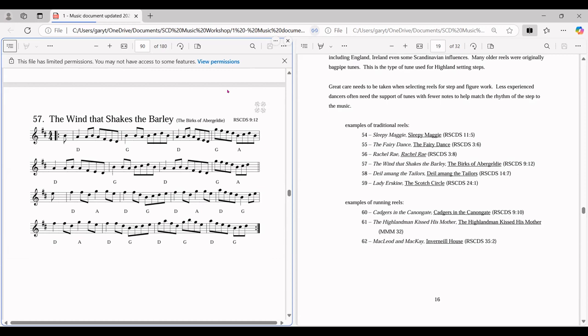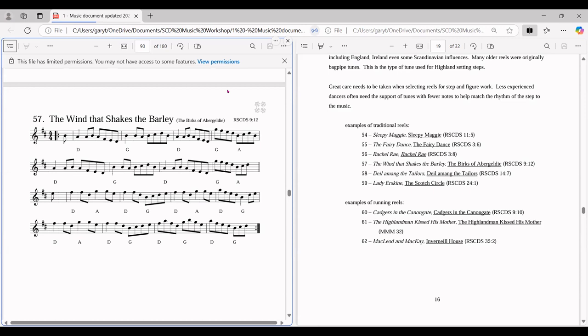Lisa doesn't want to stop either. Good. So there are just two examples, and you can see in the list, the Fairy Dance, Rachel Ray, Deal Among the Tailors, Lady Erskine. There are reels with many notes in them.